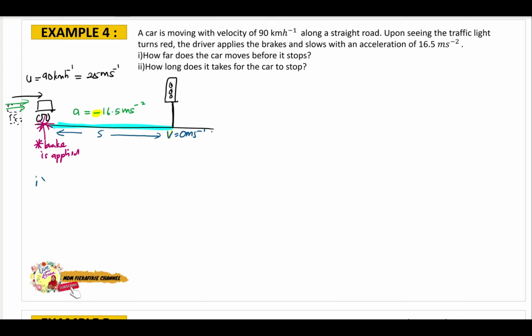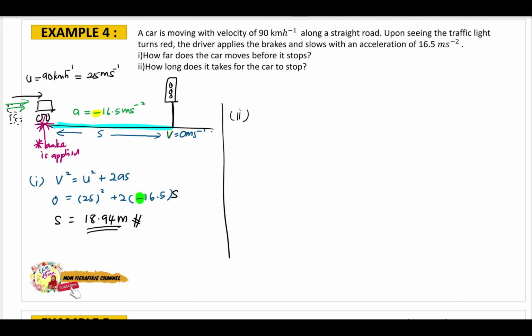Boleh? So number 1. So, since we already know that V equal to 0, U of the car is 25 meter per second, acceleration pun dah ada. So, saya rasa kita boleh guna formula yang ini. Okay, V squared 0, U is 25 squared plus 2. Okay, A must be negative 16.5. This is very important. Boleh? And then S. Okay. Therefore, S you akan dapat nilainya adalah 18.94 meter. Okay, finish that one. And then question number 2.